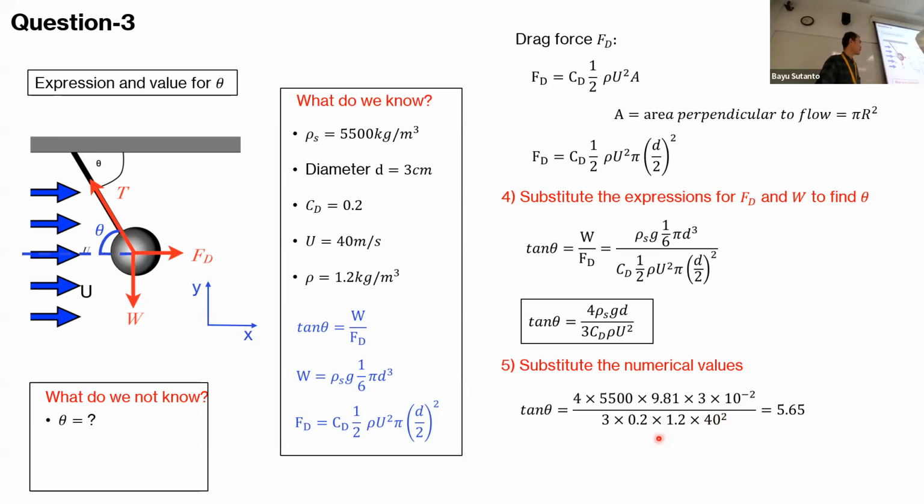So we have tan theta equal to 5.65, and take the inverse using your calculator. We have theta equal to 79.96 degrees. Or you can take radians in our case, depending on your preference. Okay, any questions?